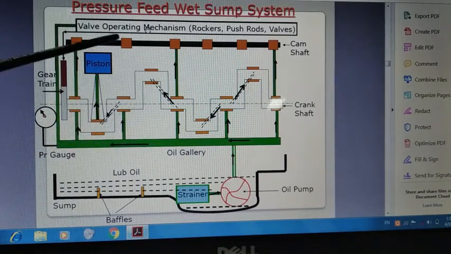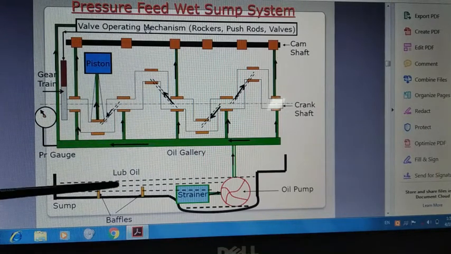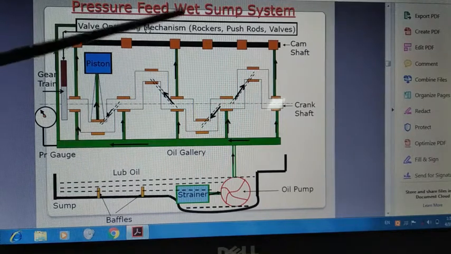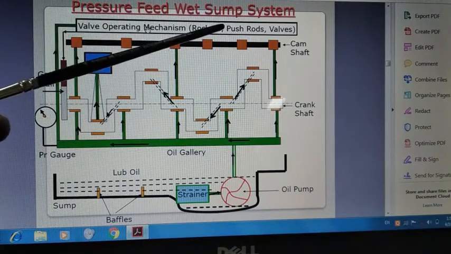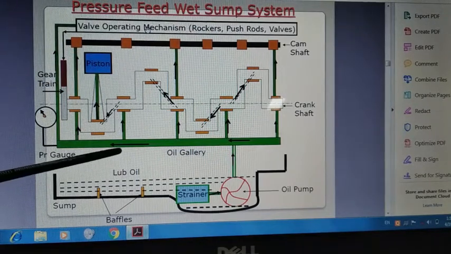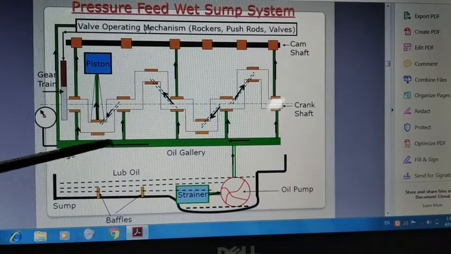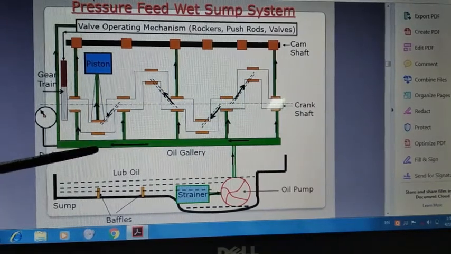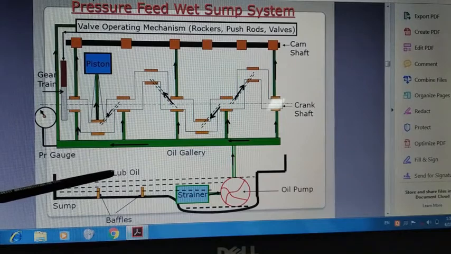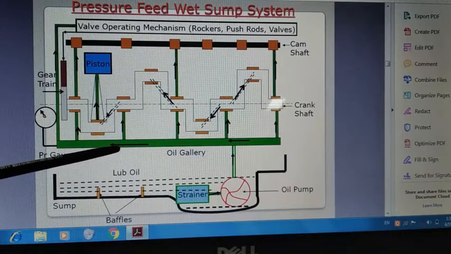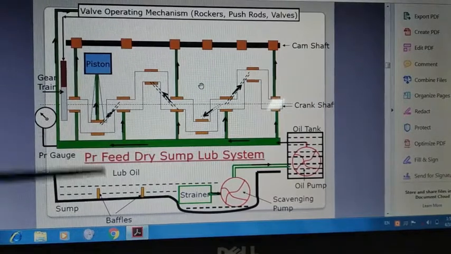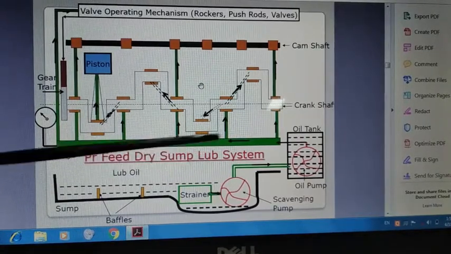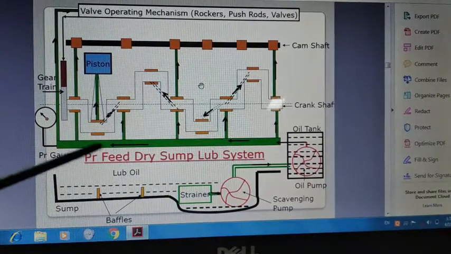And then again the oil will fall into the sump. That's why it is a wet sump also, but not splash. That's why it is a pressure feed wet sump system. So this is the second system, and the third system is called the pressure feed dry sump lubrication system.